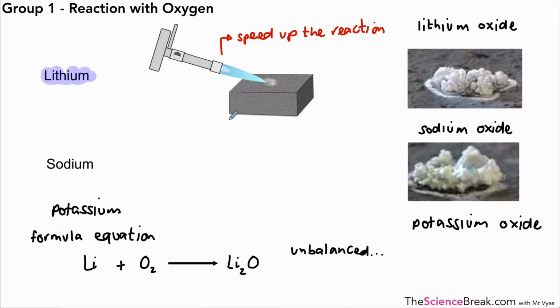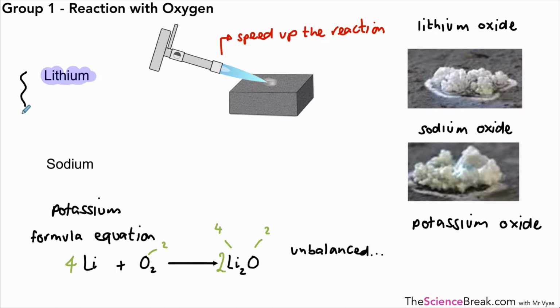The problem here is we've got 2 oxygens on the left and 1 on the right, so we can add a big 2 in front of the lithium oxide. That gives us 4 lithiums and 2 oxygens. That solves our oxygen problem. So we've got 2 oxygens, but we still don't have enough lithiums on the left. All we need to do is add a 4 to balance it out with the lithiums on the right. 2 Li2O make 4 lithiums, and then obviously we need 4 lithiums on the left.